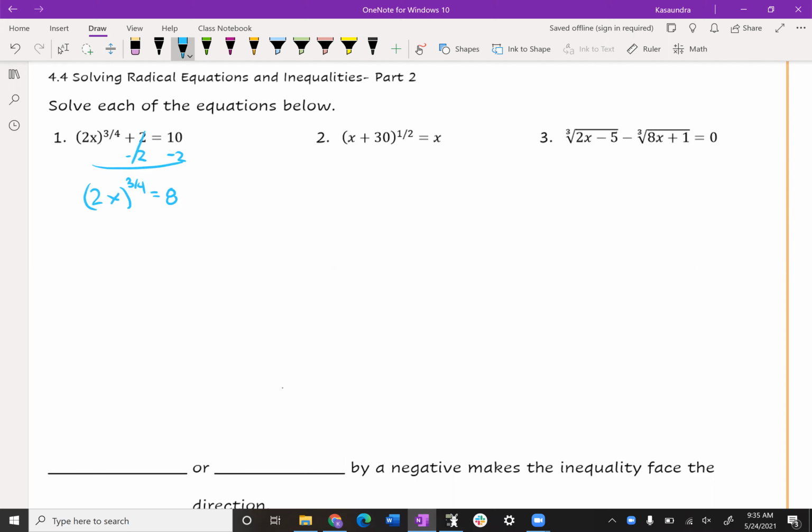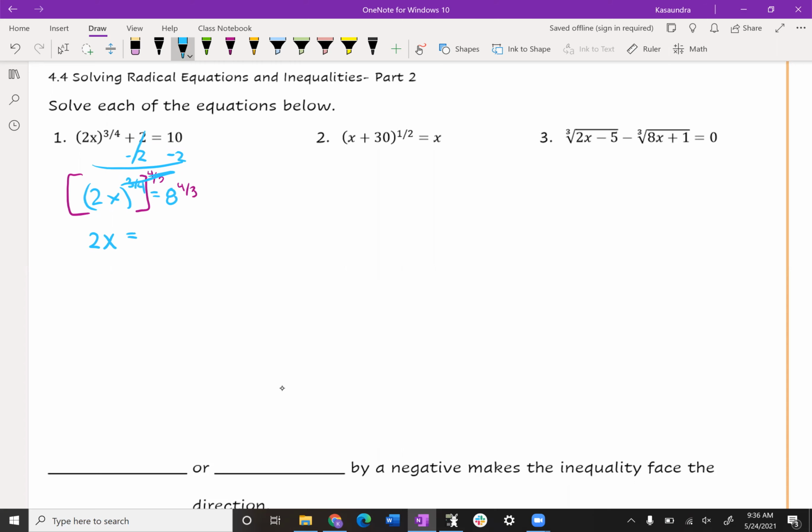And then to get rid of my 3/4 exponent, the inverse of that would be a 4/3 exponent. Basically, I do the reciprocal of that fraction. So I'm going to do this on both sides, like the entire side is raised to the 4/3, and this entire side is to the 4/3 as well. So my 4/3 and 3/4, I multiply those and get an exponent of 1, which means I just have a 2x.